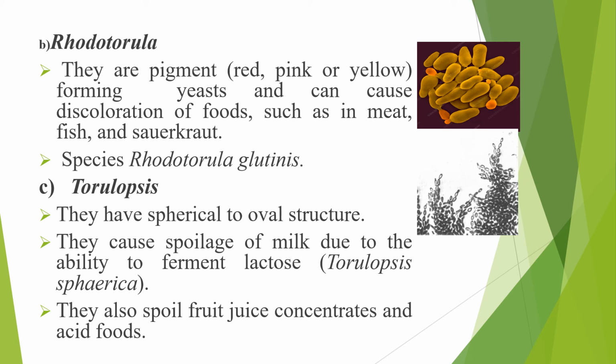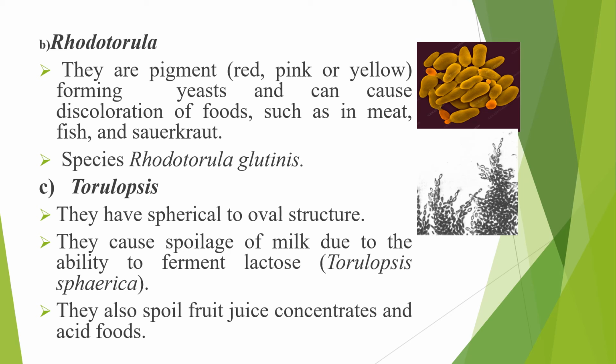So next one is Rhodotorula. They are the pigmented forms. They are sometimes red colored, pink colored, or yellow colored, and will lead to the discoloration of the food. Once this Rhodotorula infects a food item, it is easily visible by the color change of the food, that is, discoloration in meat, discoloration in fish, discoloration of sauerkraut, etc. One example is Rhodotorula glutinis.